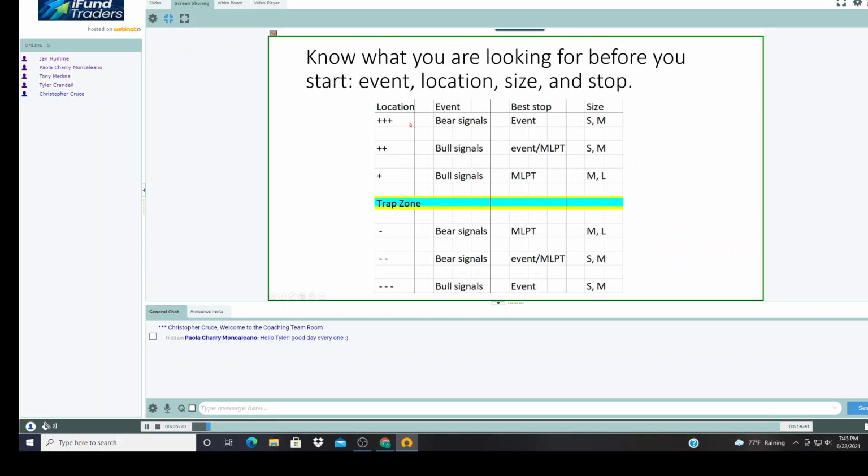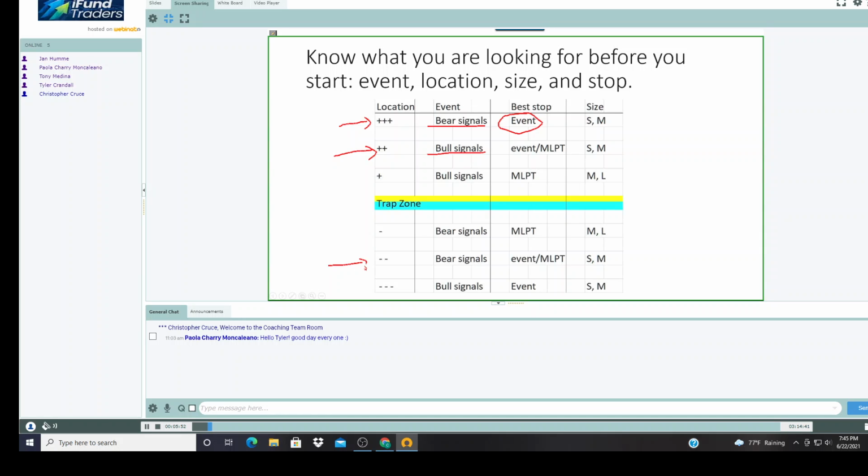I put this together to just make it simple for you. I mean, you should get this by now, but this grid should be obvious to you if you just read this a few times. If you're in this location, predominantly you're looking for these kind of signals. If you're in this location, predominantly you're looking for these kind of signals. And what kind of stop would you use? And what size should you be using, right?